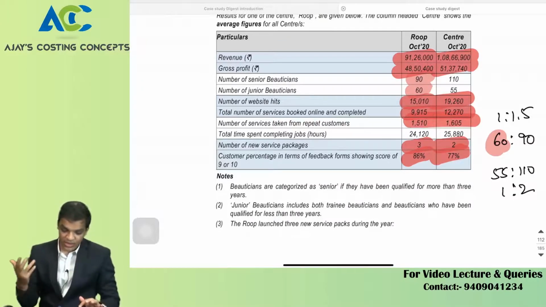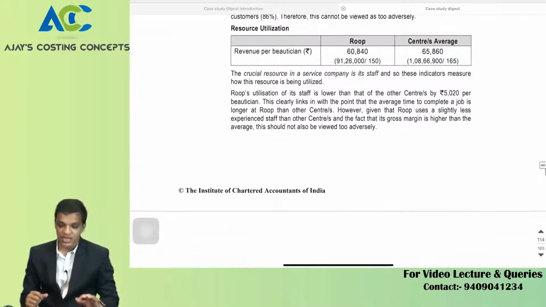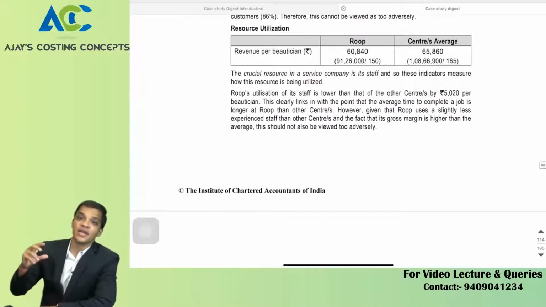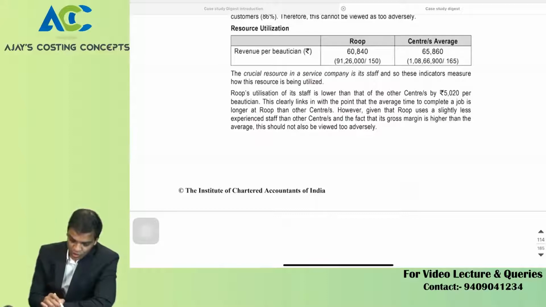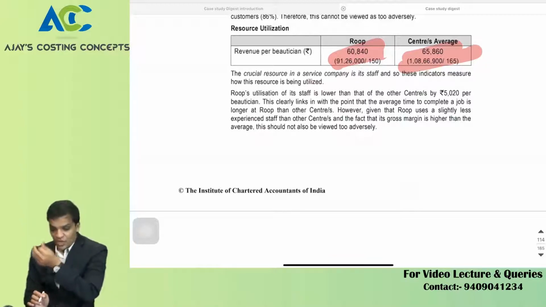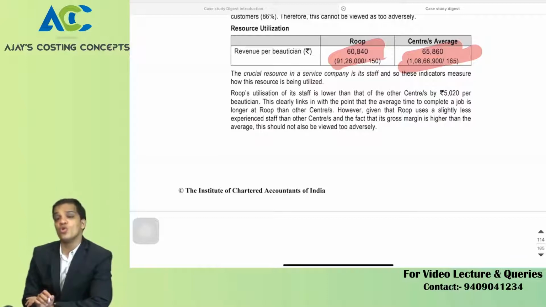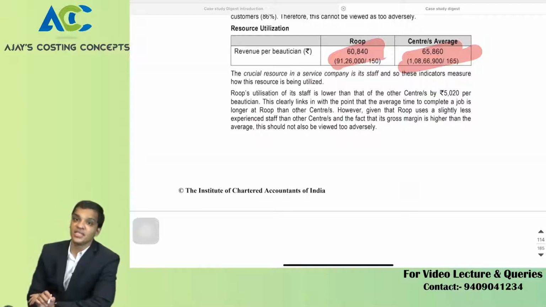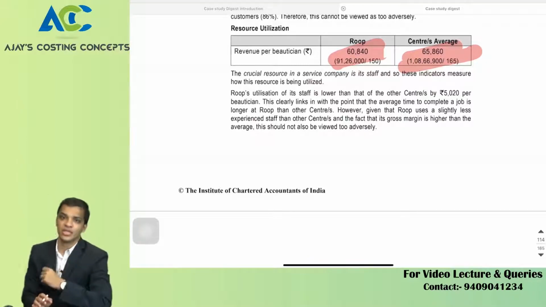So that is how you can evaluate your resource utilization, and on the basis of that you can see the revenue that you have been earning per beautician. And if you observe, the revenue of Roop per beautician is less as compared to the revenue of other centers. But see, the revenue is less because we have more junior staff than senior staff, because the ratio over here is not maintained. So I cannot exactly compare this thing also.